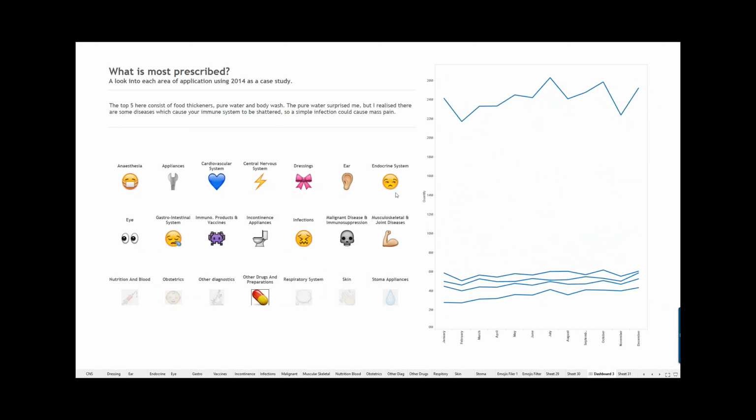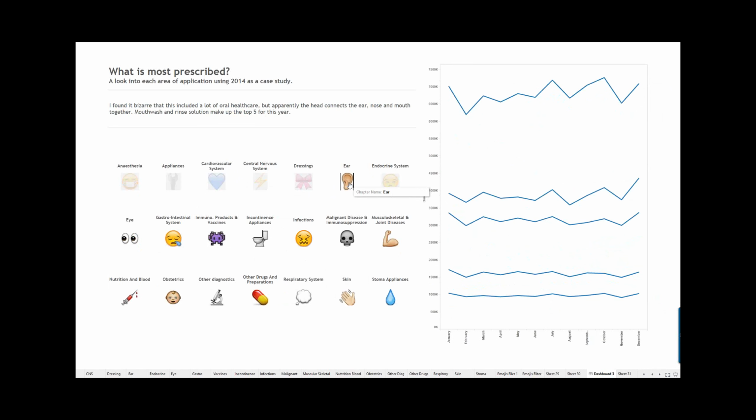And also interesting to me was the ear, where all of these that you see in the top 5 are not to do with the ear, they're all to do with the mouth. So you have mouthwash, some oral rinses, etc. So yeah, this dashboard isn't so much telling a story, it's more of an exploratory one. But I think you can still garner some sort of value from it if you're just saying, okay, tell me about the prescriptions in the UK.